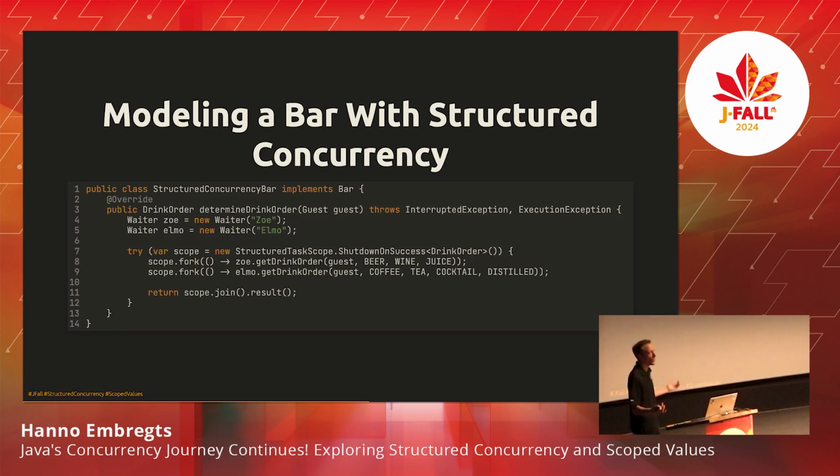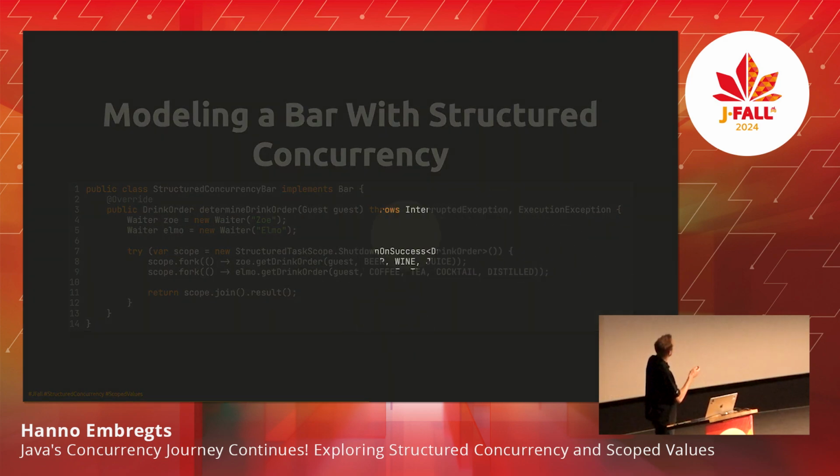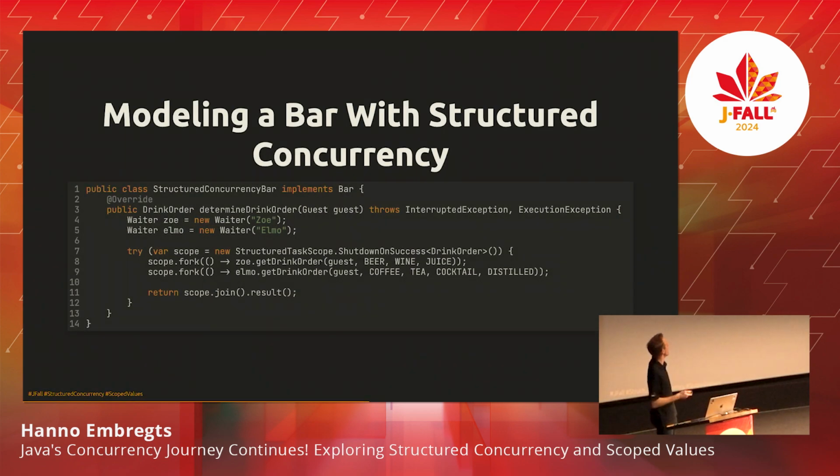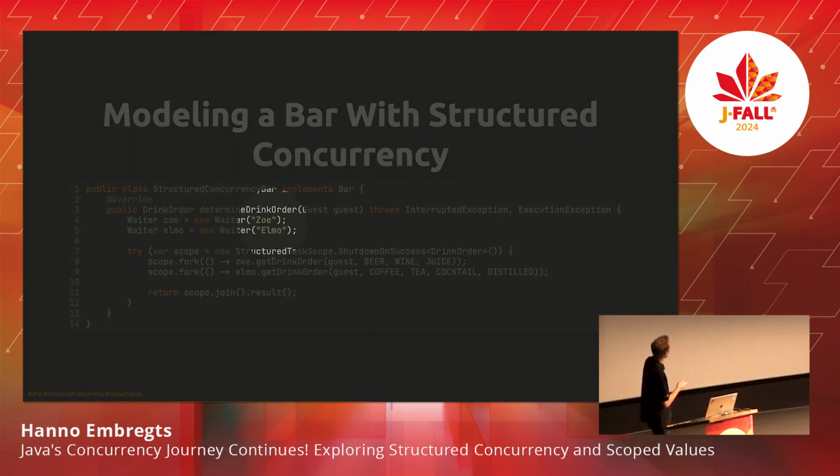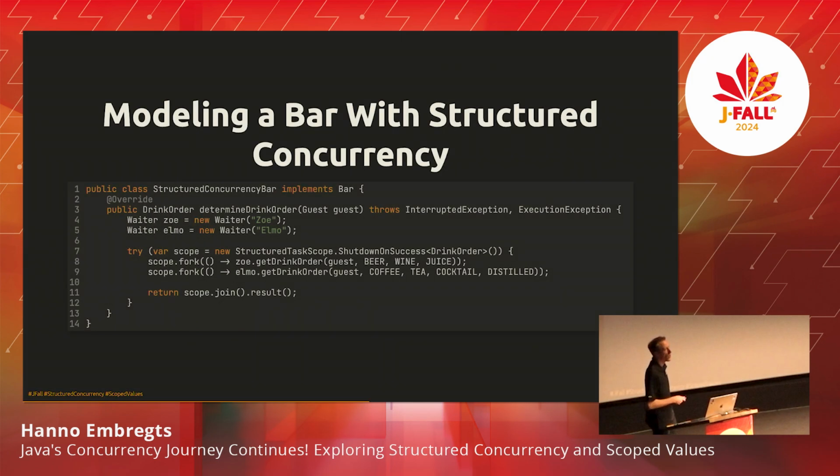The waiter is listing all these drinks, but you already know after the first or the second one which one you want. So this code emulates that, right? We get a guest in the parameter here, and the guest has a kind of drink preference, and the waiters, Zoe and Elmo, are listing drinks in certain categories, right? And once one of these get drink orders returns a result which is of type drink order, then the scope will shut down.